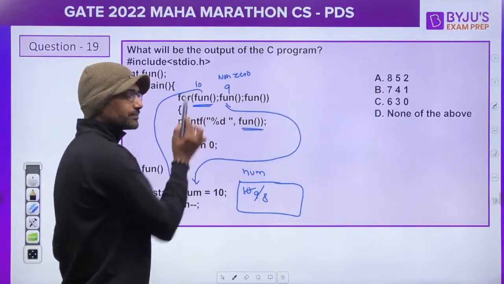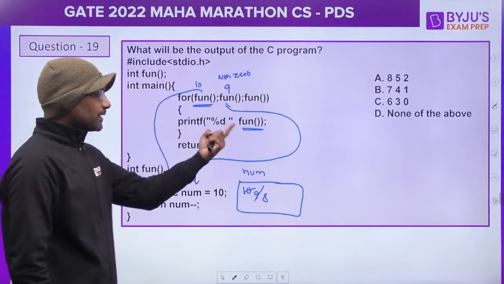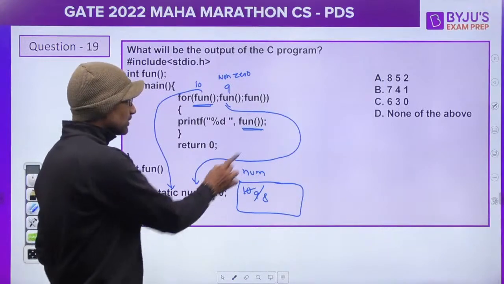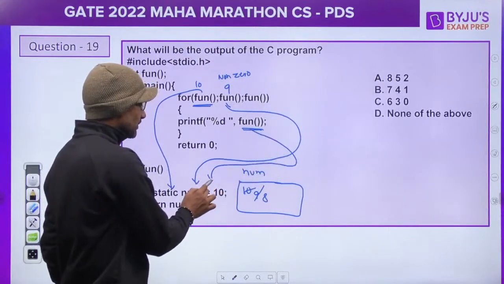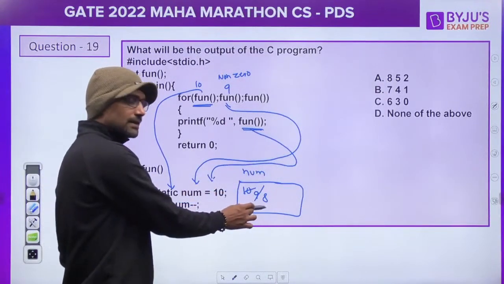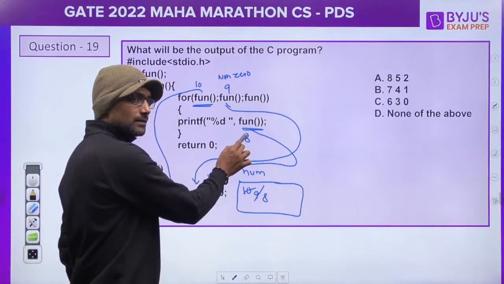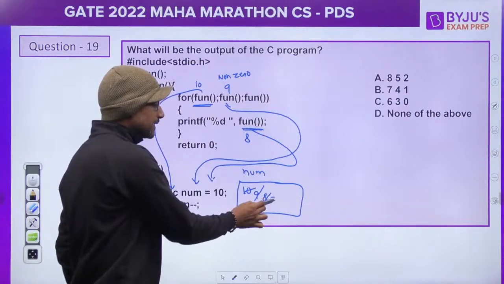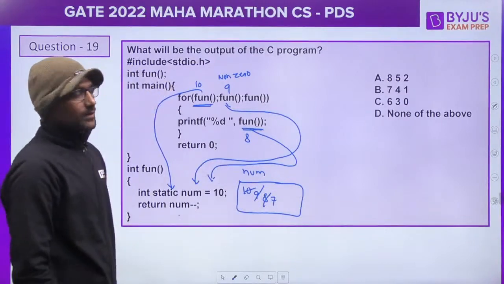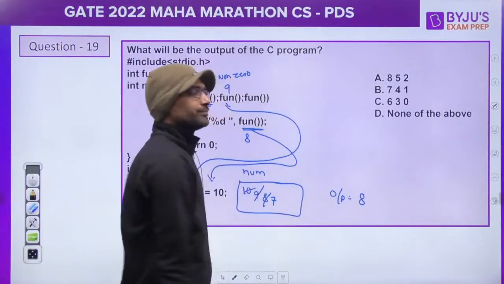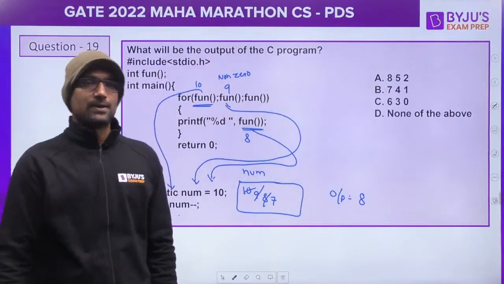Then fun, it returns what? Post decrement. So then again fun returns the existing value, that means 8, then it is decremented to 7. So first you will get 8. So you can say the answer is option A.